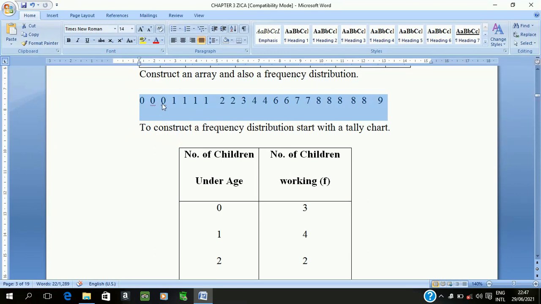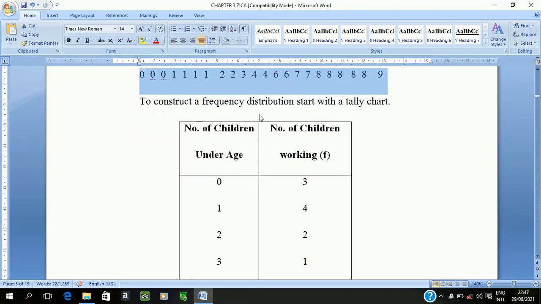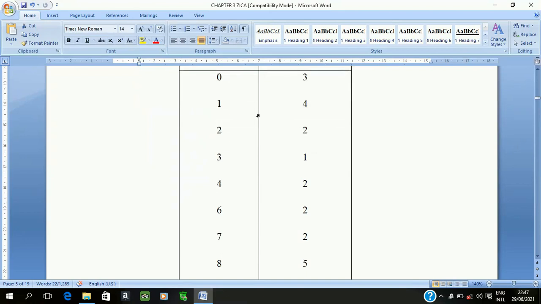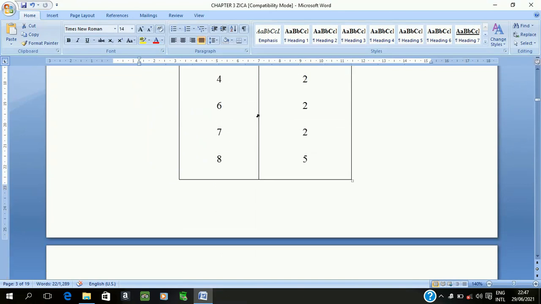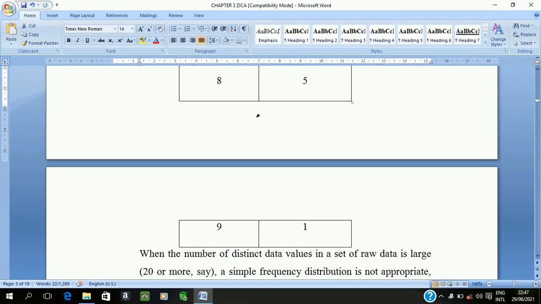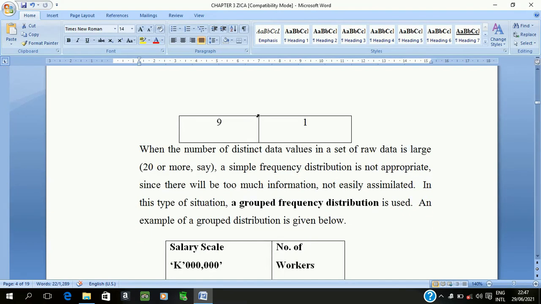So for example, 0 is appearing 3 times, so the frequency for 0 is 3. 1 is appearing 4 times, so the frequency for 1 is 4. 2 is appearing 2 times, so the frequency for 2 is 2. 3 is appearing only once, so the frequency for 3 is 1, and so forth. So for the frequency, you're just looking at the number of times each of those values is appearing in the distribution.